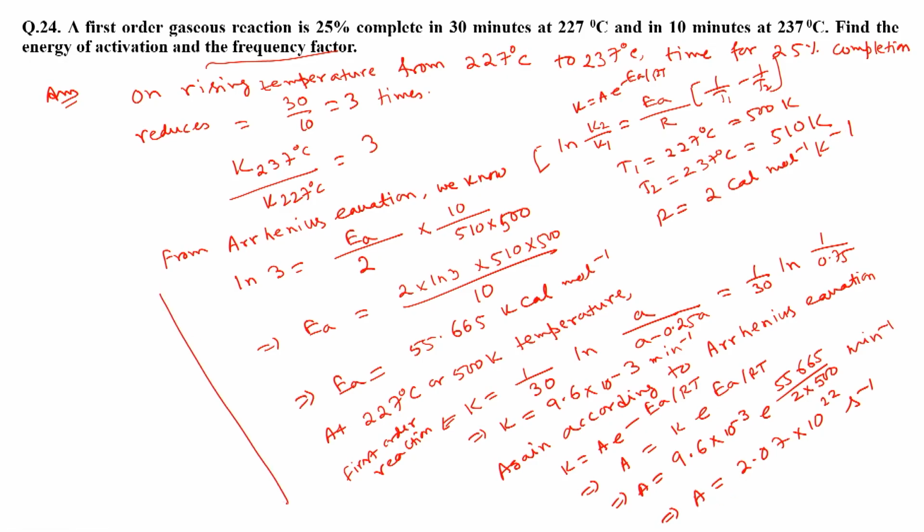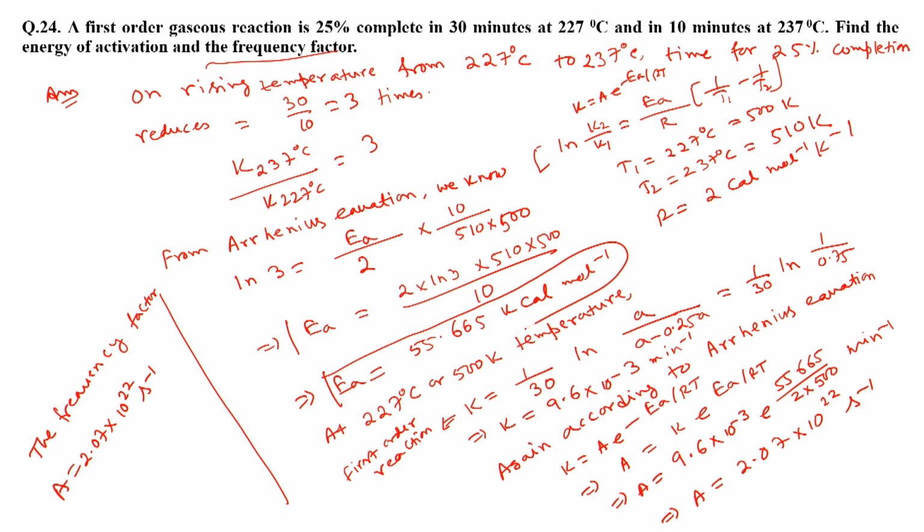Therefore, the frequency factor A is 2.07 times 10 to the 22 second inverse, and this is the value of activation energy. So, this was problem number 24.